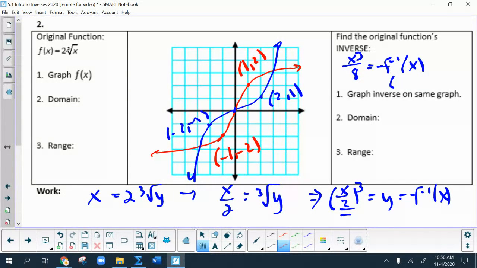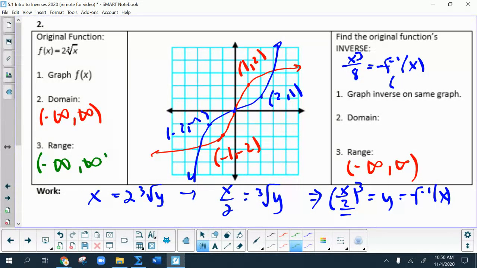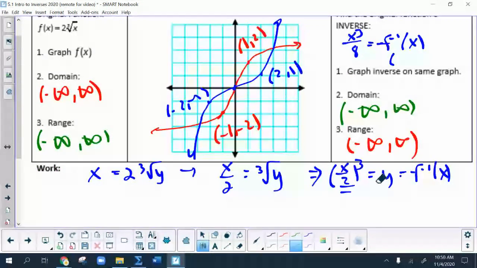Okay. The domain of the original doesn't have any issues, so that's -infinity to infinity, which means the range of the new one is the same thing. And then the range of the original is -infinity to infinity, which means the domain is the same. If you're not sure how I graph that, I just used this x over 2 cubed and used my defining points of x cubed and multiplied all the x's by 2. So I did the transformation process we learned earlier in the year.